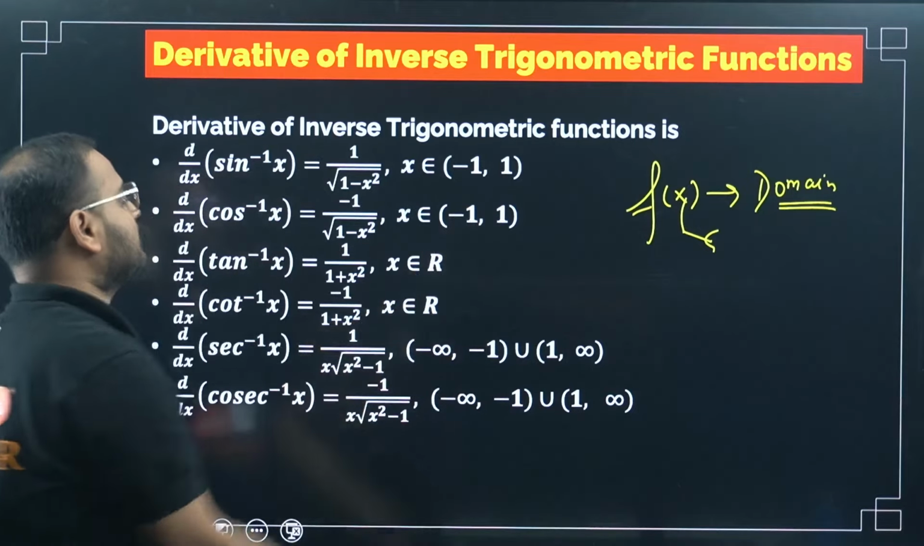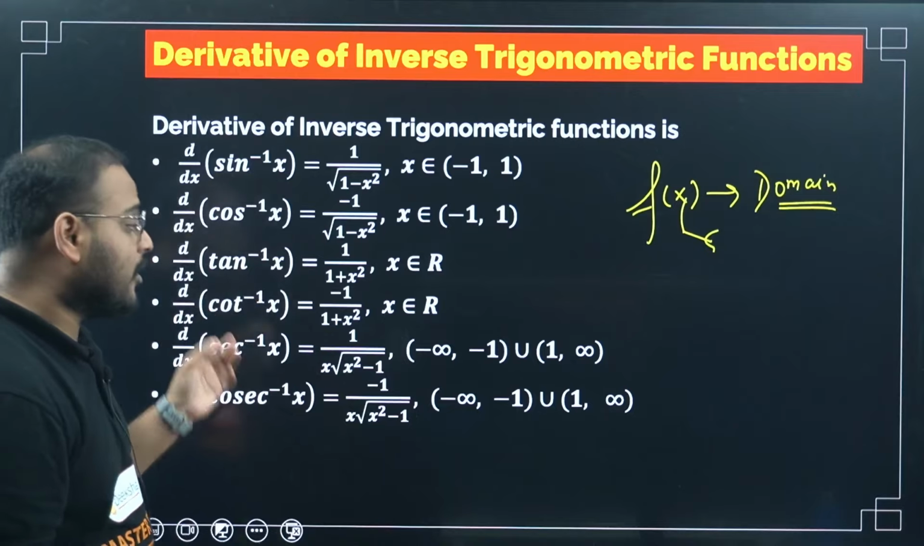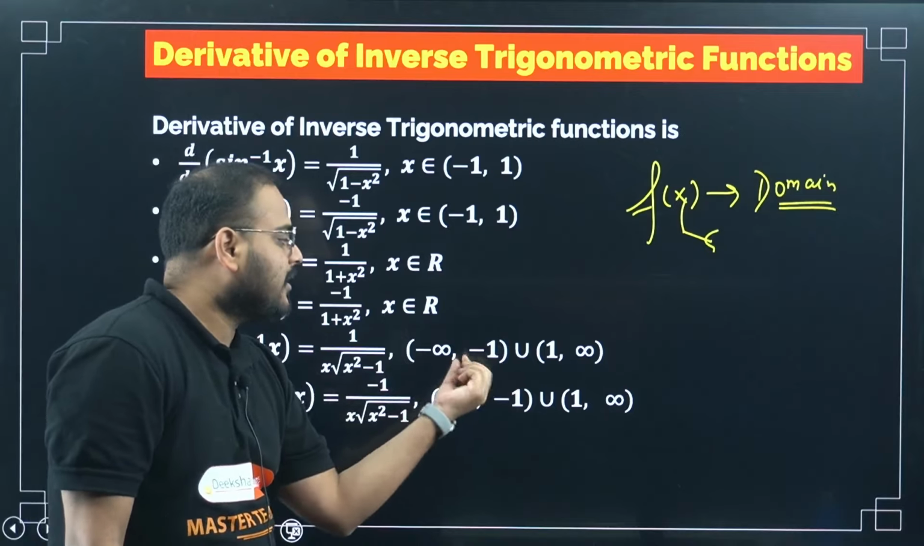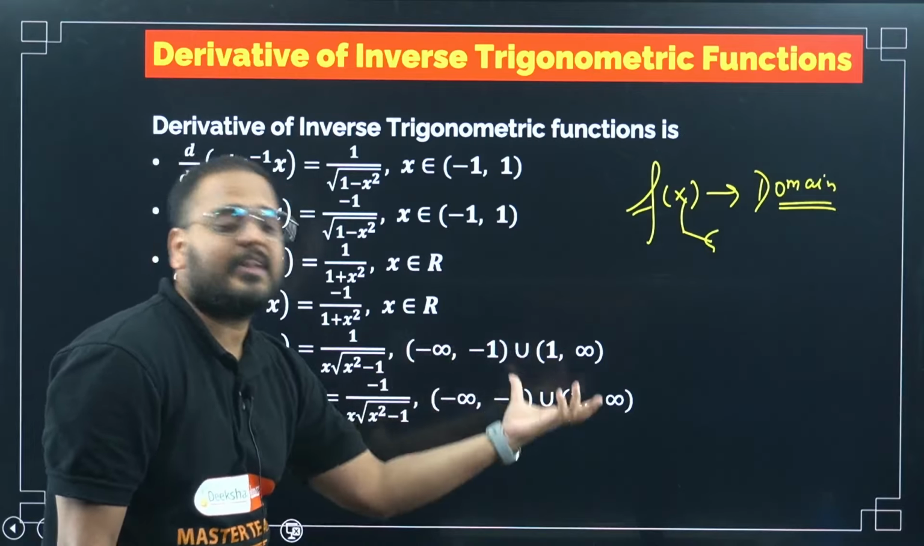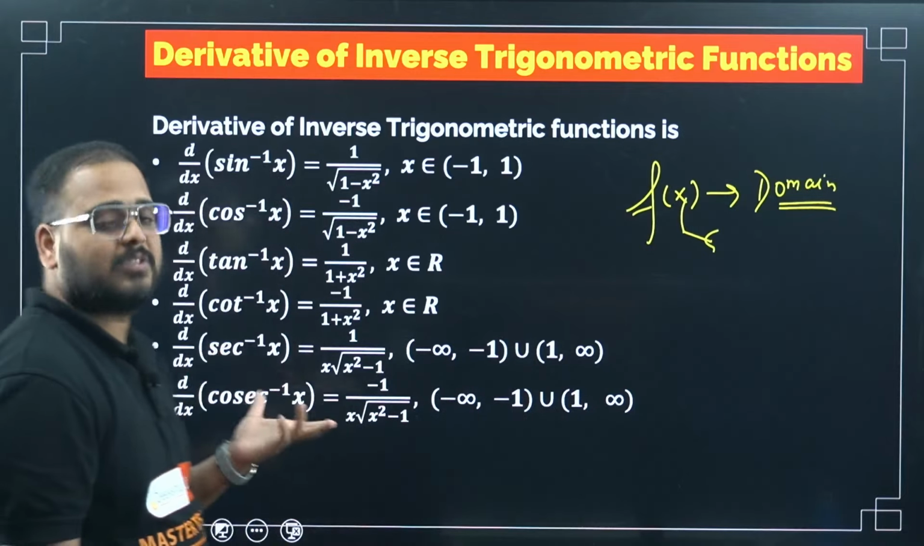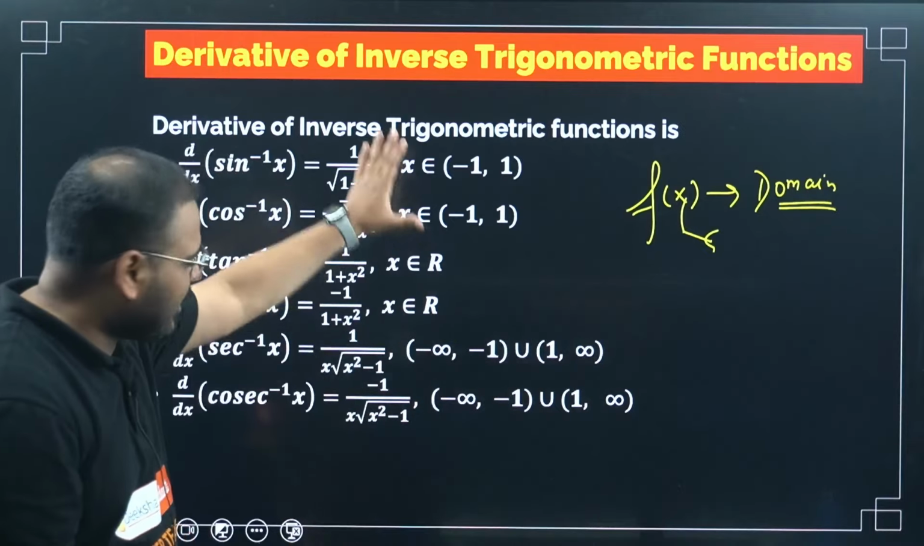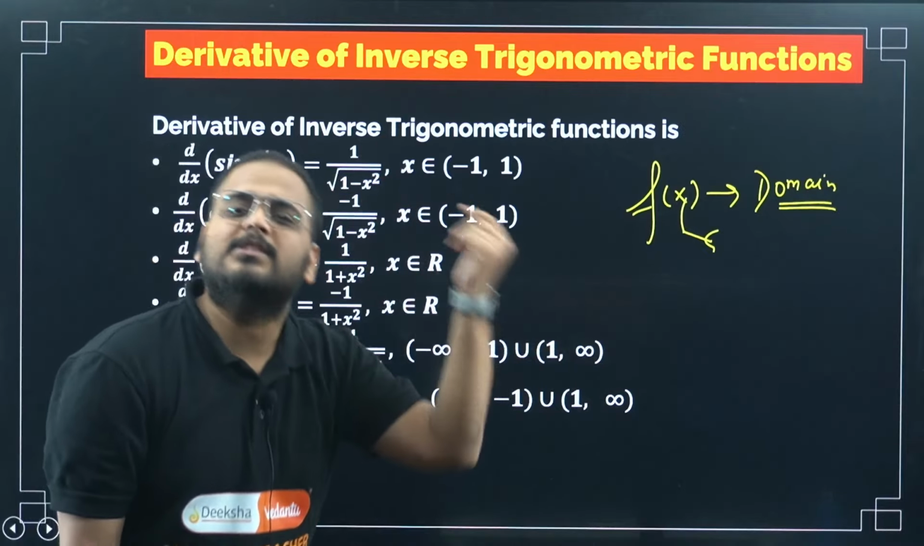-1 to 1 for sine inverse and cos inverse. Real numbers for tan inverse and cot inverse. And -infinity to -1 and 1 to infinity for sec inverse and cosec inverse. Simple, not confusing, right? I've arranged it in this order so that it's simple for you to understand.